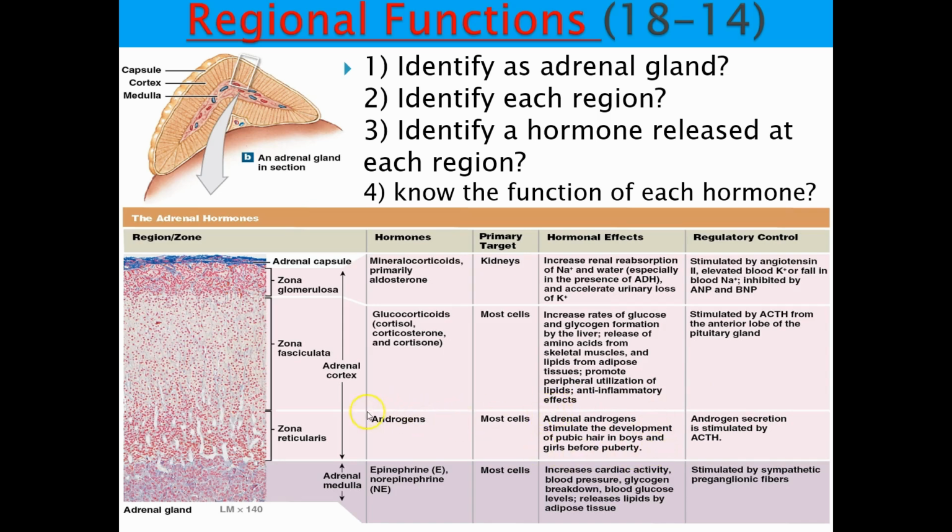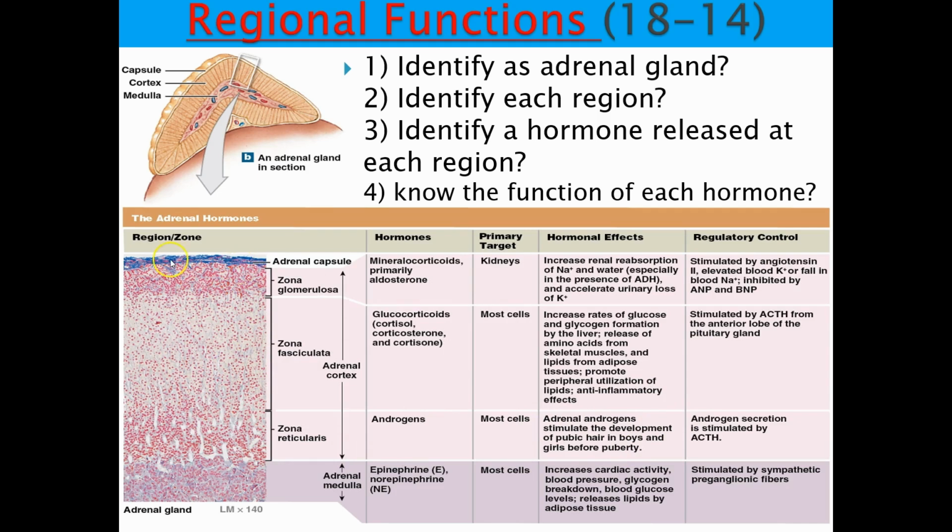So I don't test too heavily on androgens. Like I say, really, just know that this zona reticularis is the zone that produces androgens, and they are the precursors for testosterone and estrogens in males and females, obviously. All right. Other than that, that's the major point of this whole histology image. You really need to break this down.